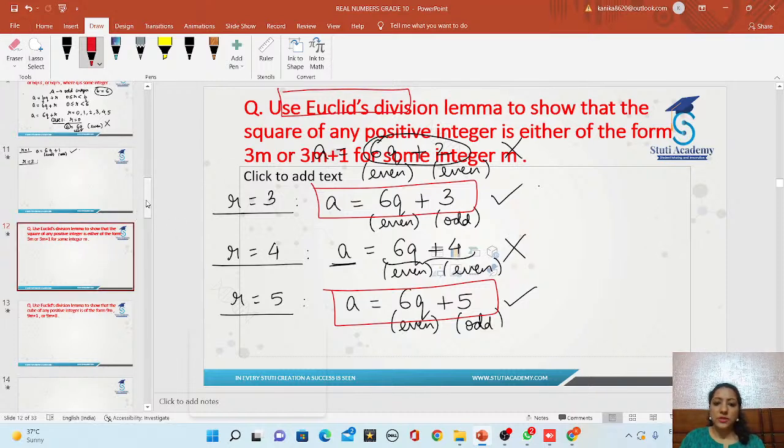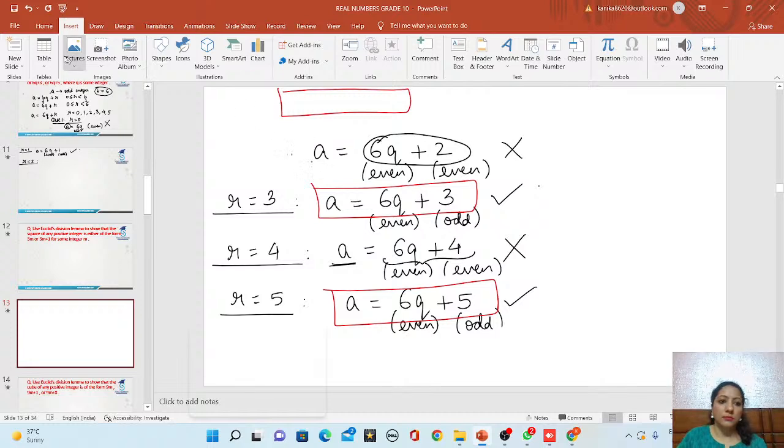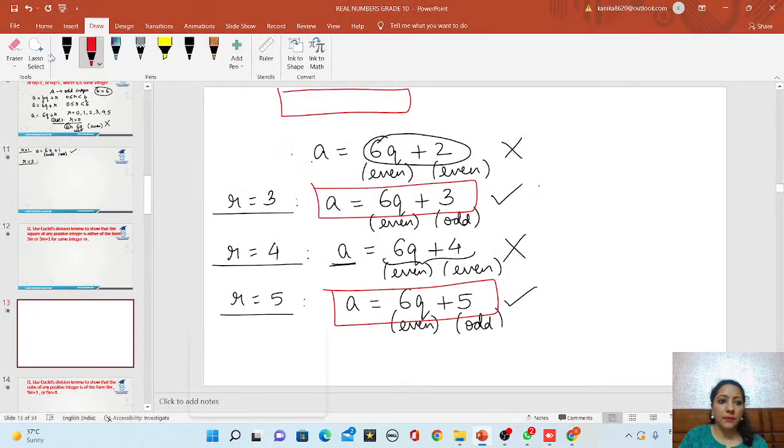Now coming to the next question, I'm reading the question from the book here. That's question number 4 given on page number 7. Just give me 1 minute. I'll just erase this.